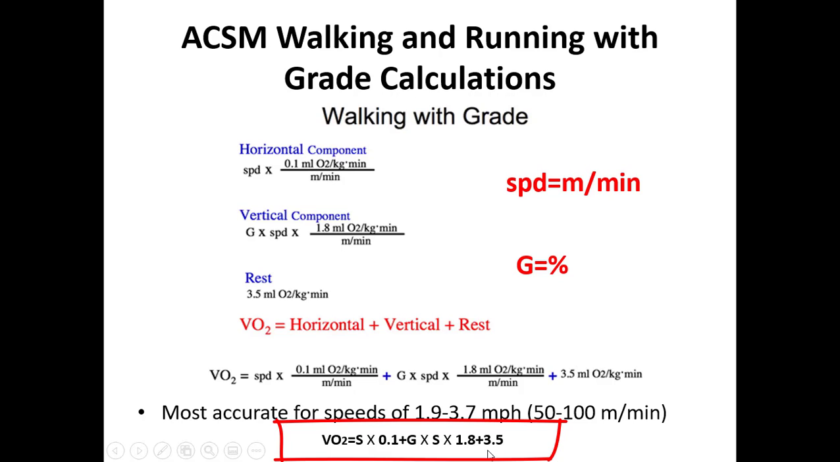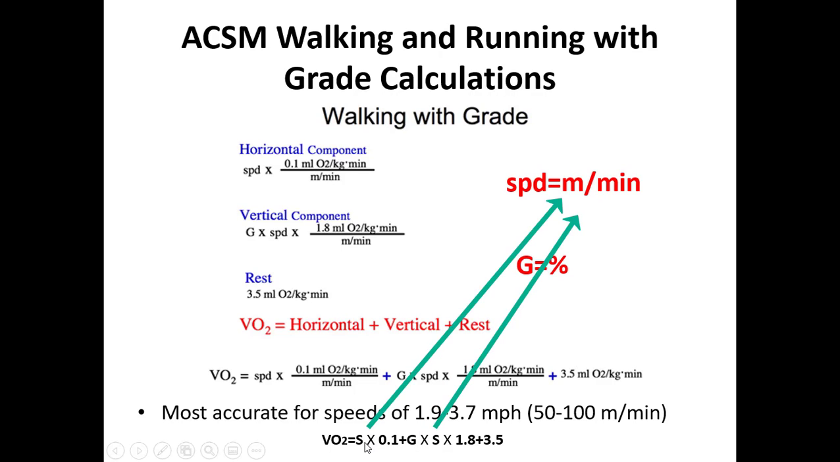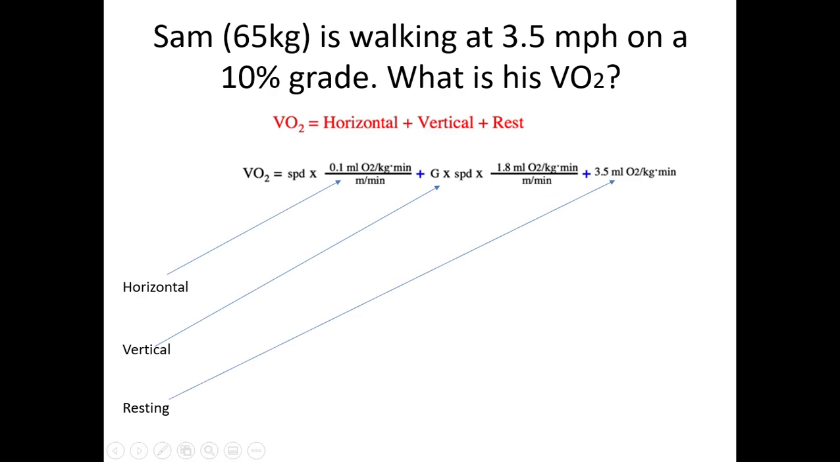But you should be careful with the unit, because this grade is a percentage. So for 20%, in that case you put 0.2. And this speed is in meters per minute. To convert miles per hour to meters per minute, you need some equivalent. But the unit equivalent is always provided, so you do not need to worry, but you must understand the concept. So this is the ACSM walking equation. And learning by doing, right? So why don't we just practice?